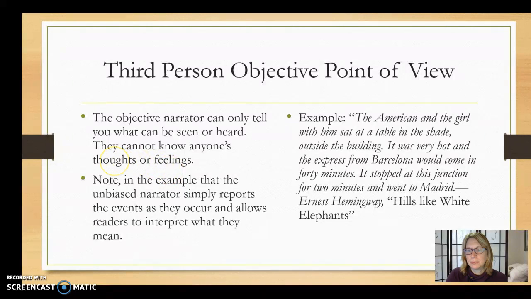So here's an example. "The American and the girl with him sat at a table in the shade outside the building. It was very hot, and the express from Barcelona would have come in 40 minutes. It stopped at this junction for 2 minutes and went to Madrid." So you can see that it is a reporting kind of style. It's telling readers what is happening, the who, what, where, but it really allows readers to interpret meaning for themselves. The narrator is not inserting meaning, he's just reporting what's going on.